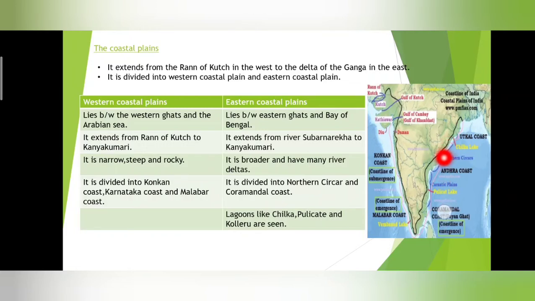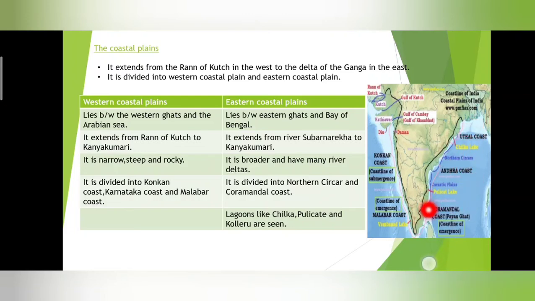Krishna Delta, Godavari Delta, Kaveri Delta, Mahanadi Delta, like this many river deltas are found in the eastern coastal plain. And here the eastern coastal plain is divided into two parts, namely the Northern Circars, earlier also called the Utkal coast, from here to here, and to the south it is the Coromandel coast.